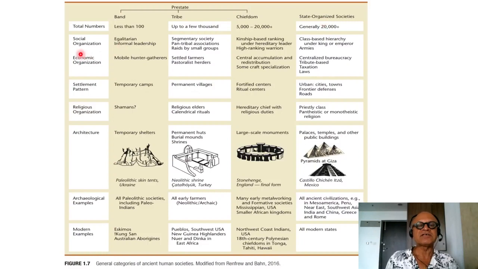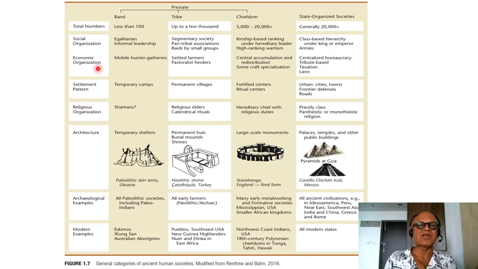Social organization can be egalitarian, with informal leadership in a band; a segmentary society with pan-tribal associations and raids by small groups. These associations can be dynamic depending on the situation. Alliances are made and broken, whereas in a chiefdom there is kinship-based ranking under a hereditary leader, with high-ranking warriors, and in state-organized societies you have a class-based hierarchy under a king or emperor, with armies.